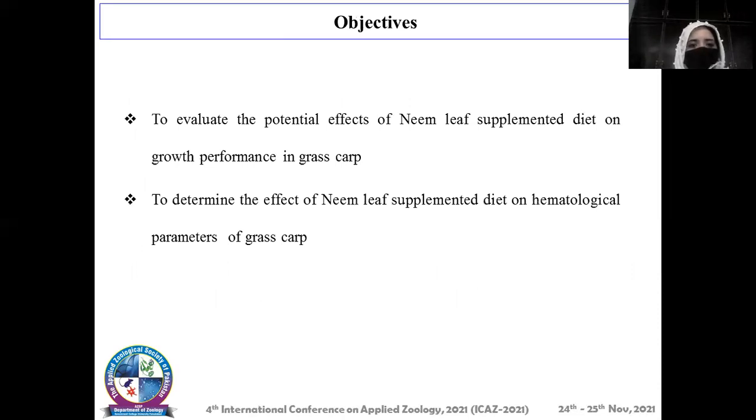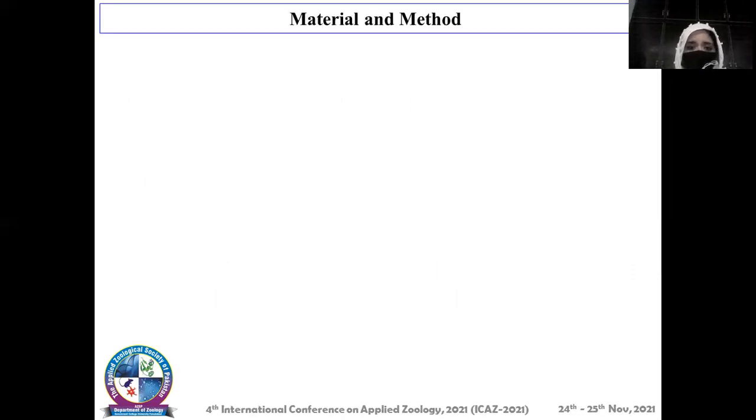Objective. The first objective is to evaluate the potential effect of neem leaf supplemented diet on growth performance in grass carp, and the second objective is to determine the effect of neem leaf supplemented diet on hematological parameters of grass carp. Materials and methods.